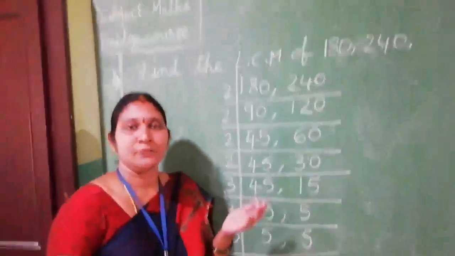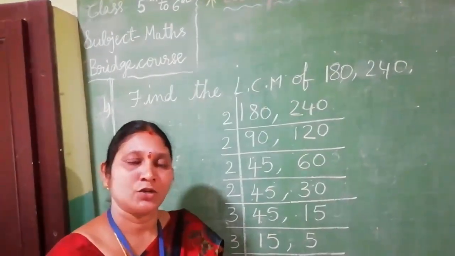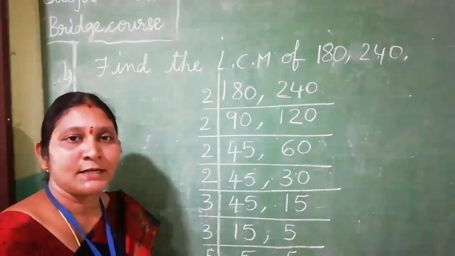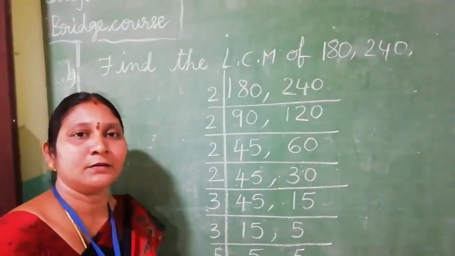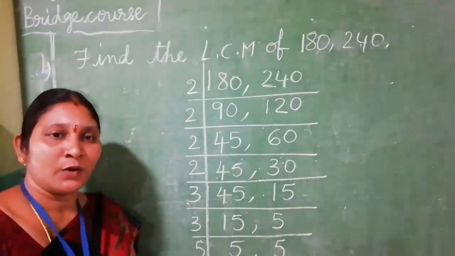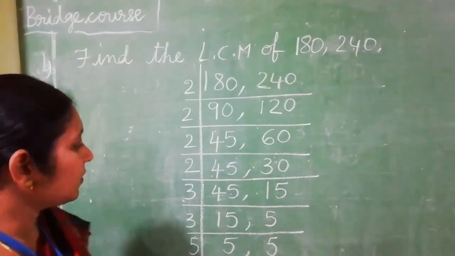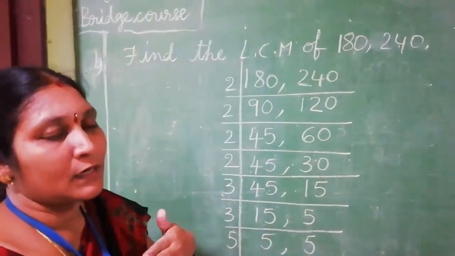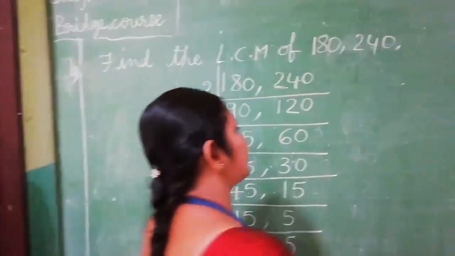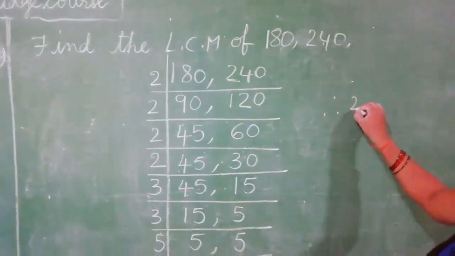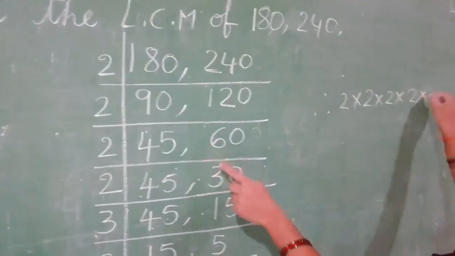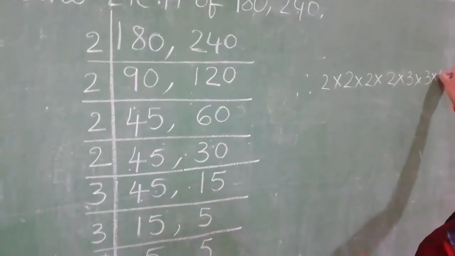In the HCF, when the prime number is common, we stop the division. Now we do it in the LCM. To find the LCM, continue the process of dividing the quotients until all quotients become 1. You have to do the sum. Now the last step of the sum is to multiply all the prime factors. Therefore 2 into 2 into 2 into 2 into 3 into 3 into 5.